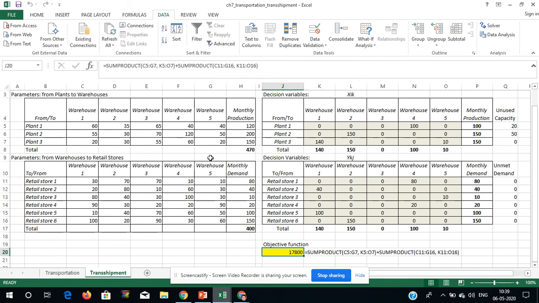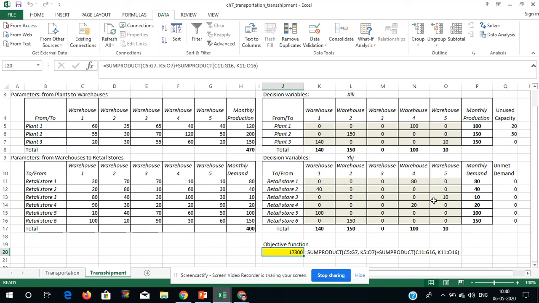So as I click solve, we get a solution. Now you can see I had put all of them as 1. Now the values have changed. From plant 1 to warehouse 4, it is 100. From plant 2 to warehouse 2 is 150. Plant 3 to warehouse 1 is 140. And then from warehouse 4 to retail store 1 it is 80. From retail store 2 to warehouse 1 it is 40.